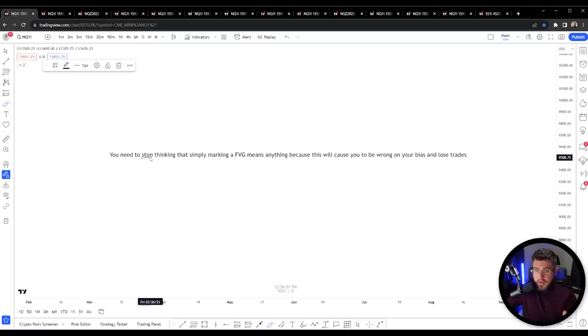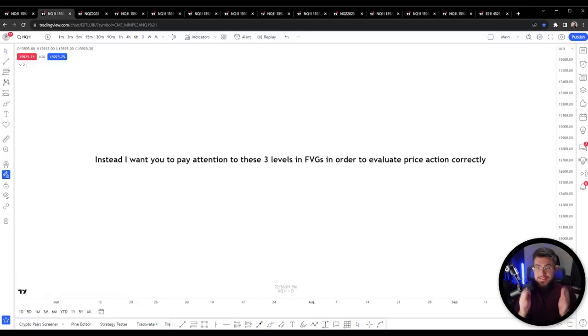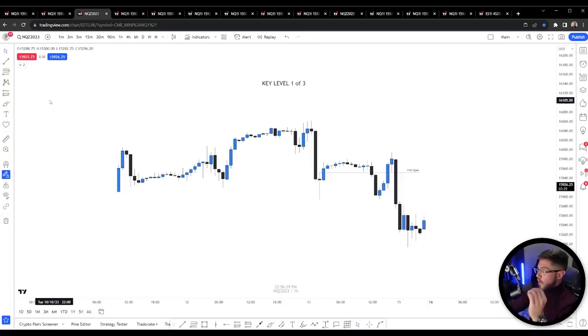You need to stop thinking that marking a fair value gap means anything, because this is just going to cause you to be wrong on your bias and lose trades. Instead, I want you to pay attention to these 3 levels in fair value gaps in order to execute and evaluate price action correctly. So key level number 1 is the fair value gap open.